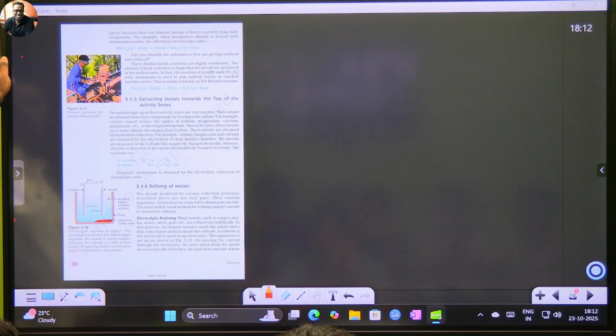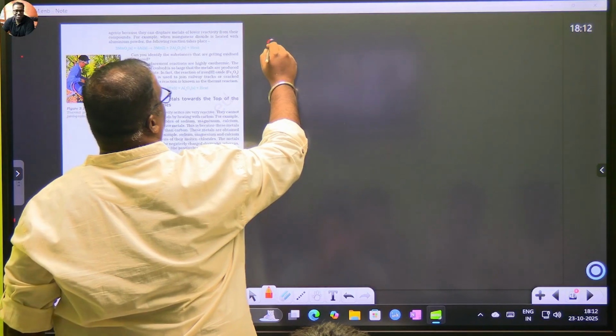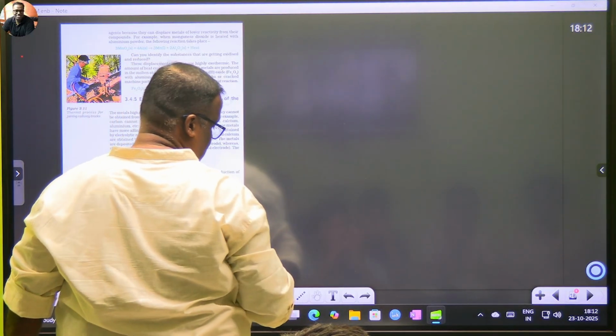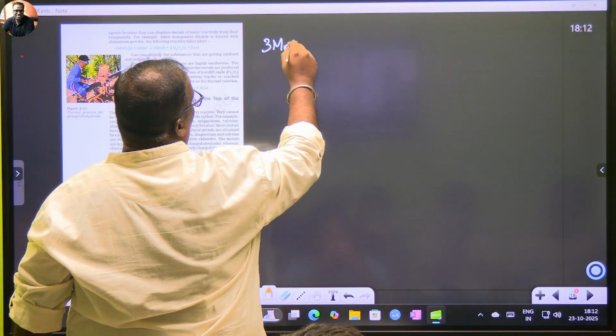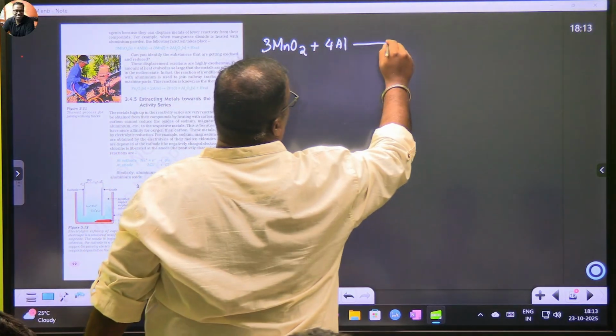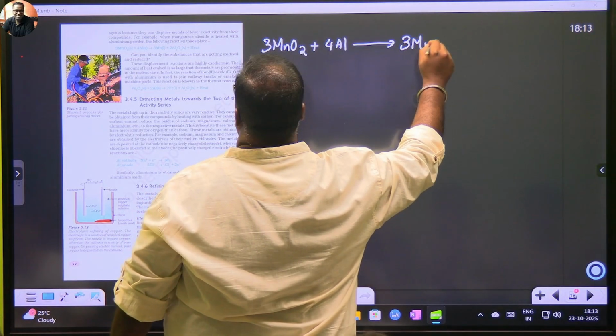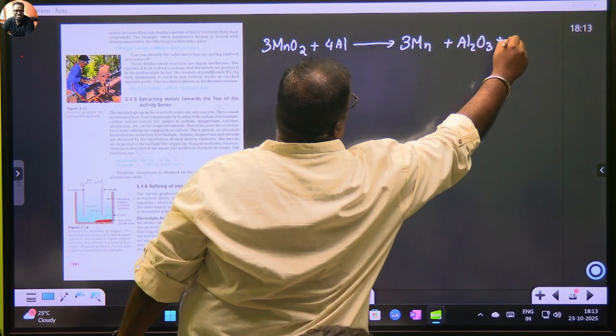Now, can you identify who got oxidized and who got reduced? There's a question out here. Let's see. Come on. So, 3, let's do this. 3 MnO2 plus 4 Al gives you 3 Mn plus 2 Al2O3 plus heat.